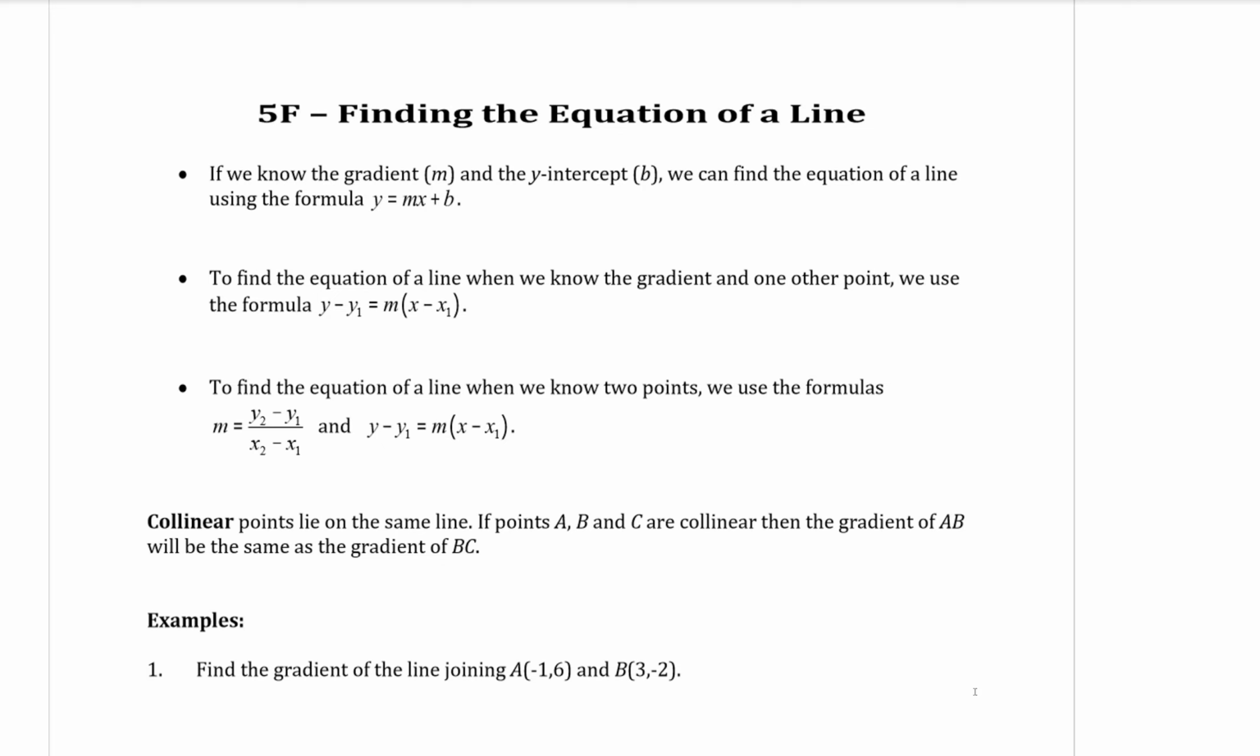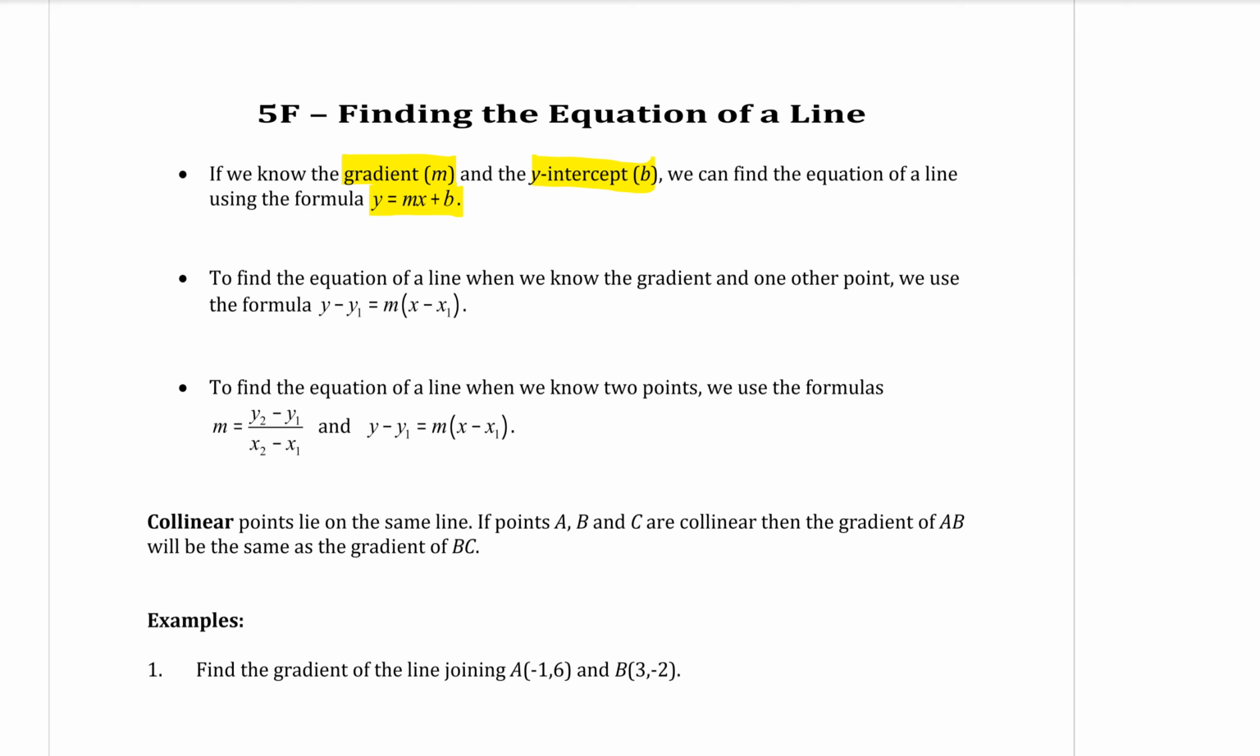of a line, and there's a couple of different ways that we can do that. First of all, if we are given the gradient, which is m, and the y-intercept, which is b, we can find the equation of a line by just subbing those values into y equals mx plus b, and we will have the equation of the line.